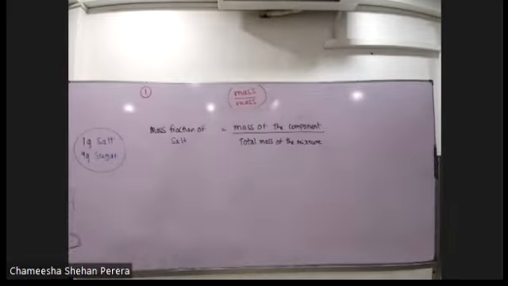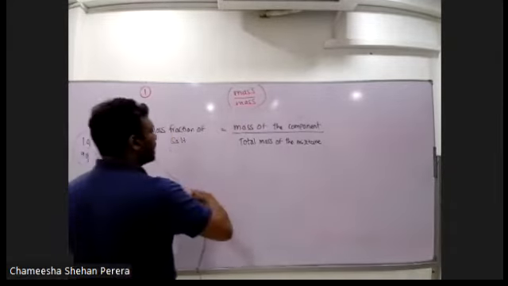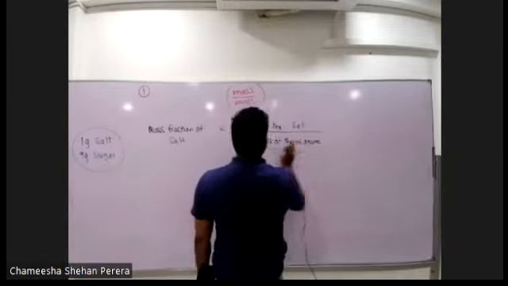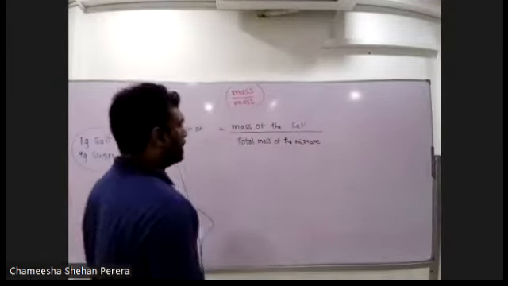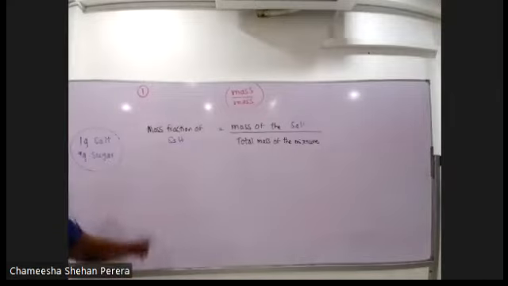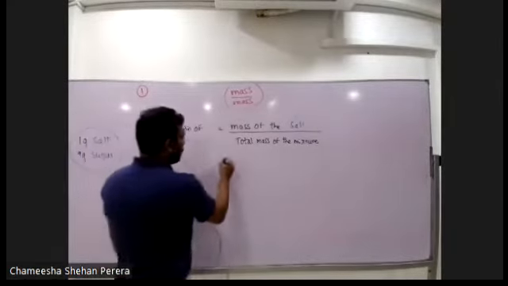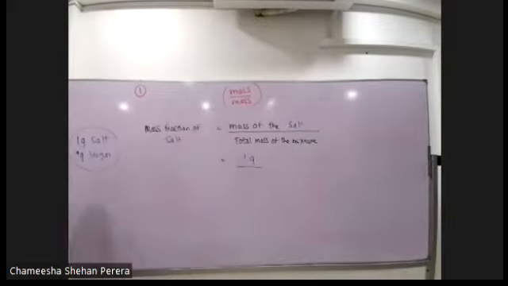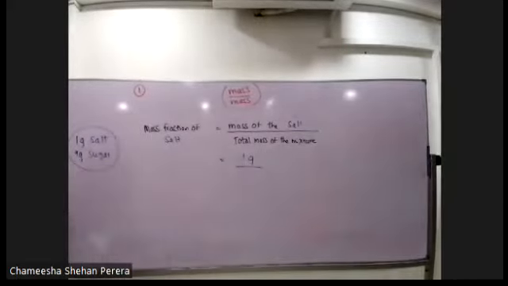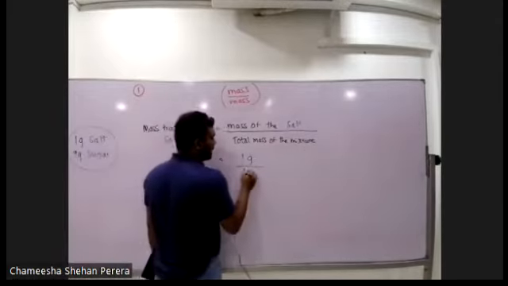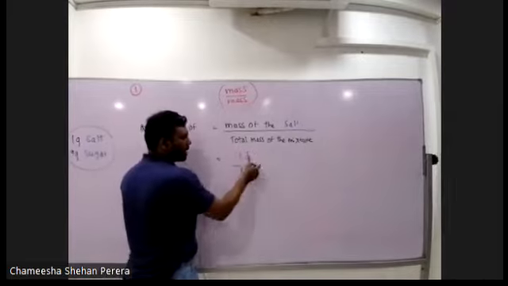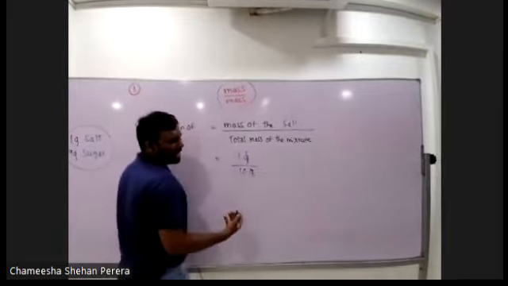So first of all, we can find out the mass fraction of salt, right? So mass of salt divided by the total mass of the mixture, right? Now, what is the mass of salt here in the mixture? 1 gram, okay? 1 gram of salt is here. What is the total mass of the mixture? You have 1 gram of salt and 9 grams of sugar. So altogether you have 10 grams, right? 10 grams is the total mass of the mixture. So then this gram can be cut off with this. So 1 over 10, that is the fraction.